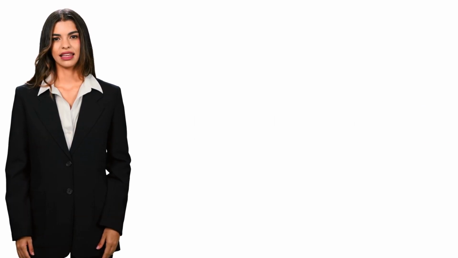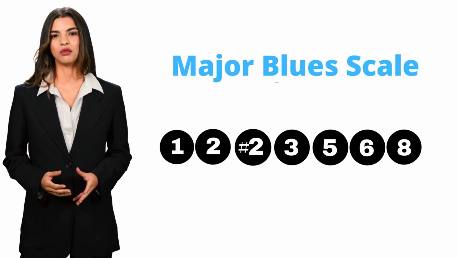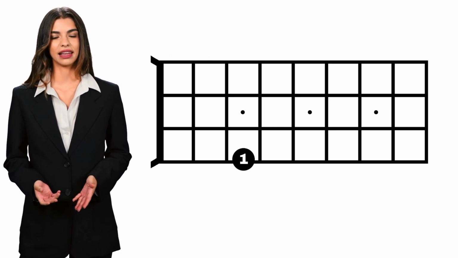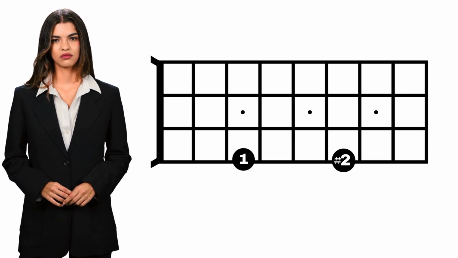Next, we will be taking a look at the major blues scale. The major blues scale is a major pentatonic, but with a blue note added, which is the augmented second. This scale is also sometimes referred to as the country scale.